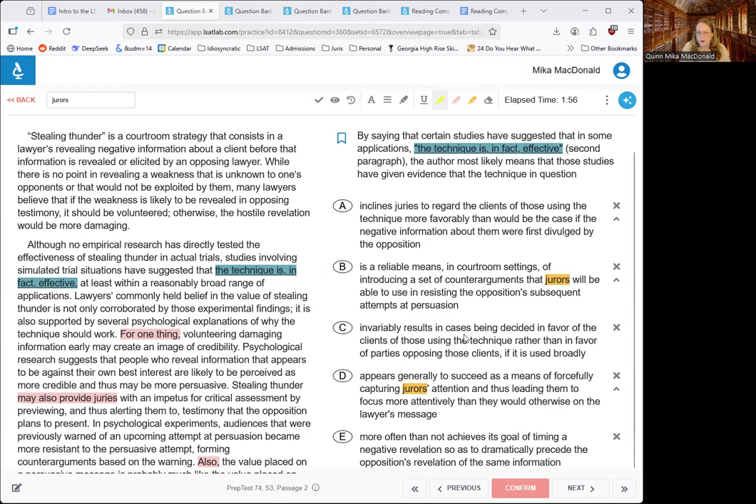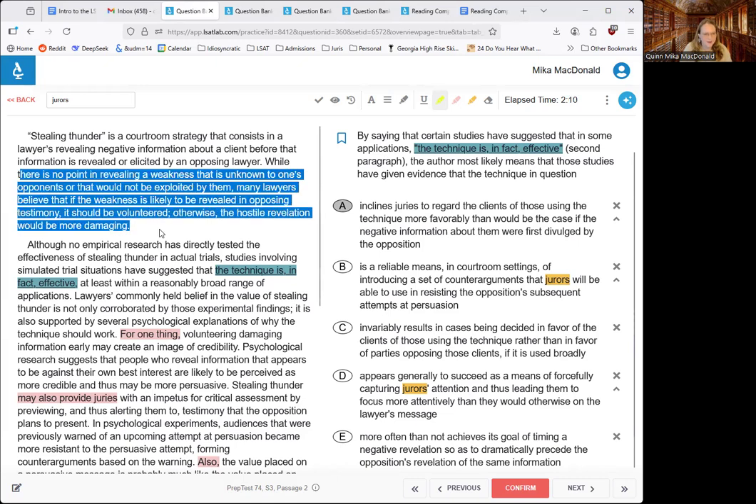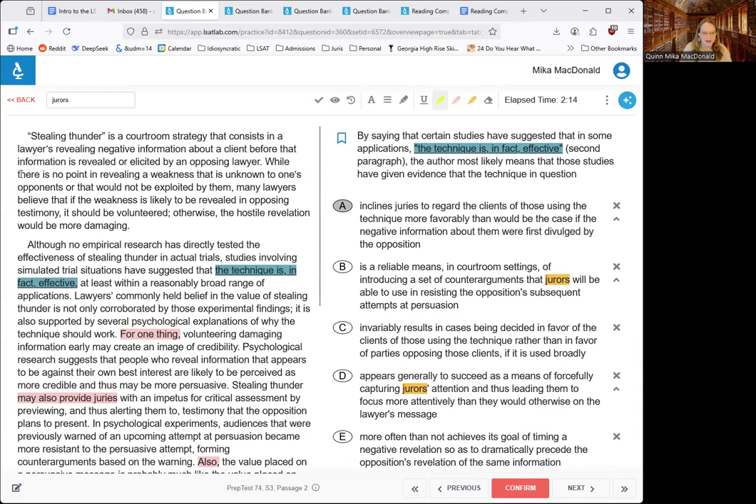All right. Agreed completely. This one's doing a little bit of a head fake, right? It's giving us a lot of different concepts, but at the end of the day, effective is defined by: does it in fact help lawyers defuse negative facts about their clients' cases? And so A sounds perfect to me too. The technique is in fact effective at getting juries to regard the clients of these lawyers better.